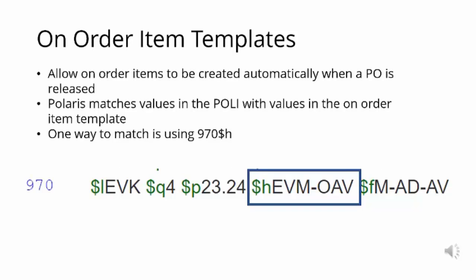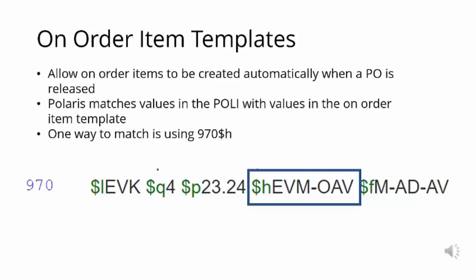You can set up on-order item templates in Polaris so that on-order items can be created automatically when a purchase order is released. When you release a purchase order, Polaris attempts to match values found in the purchase order line item with the values in an on-order item template. Polaris can match in two ways. First, if the supplier supports exporting copy-level codes in the 970 subfield H, the name of a Polaris on-order item template can be input into this field and used in the matching process.